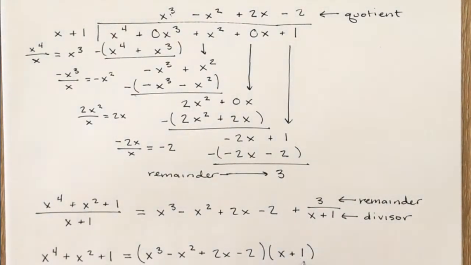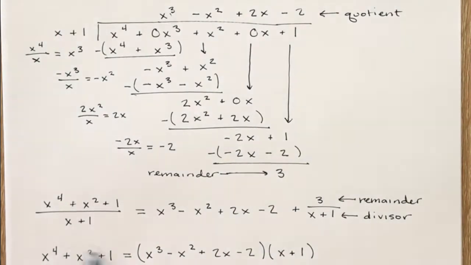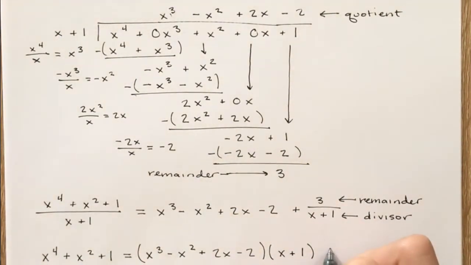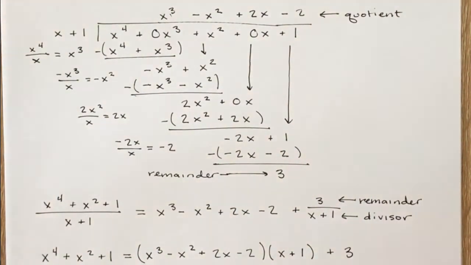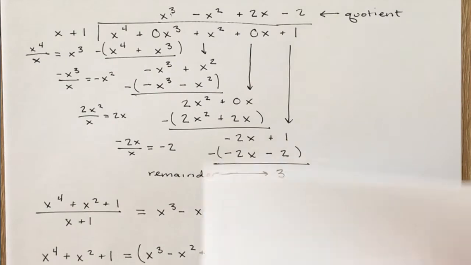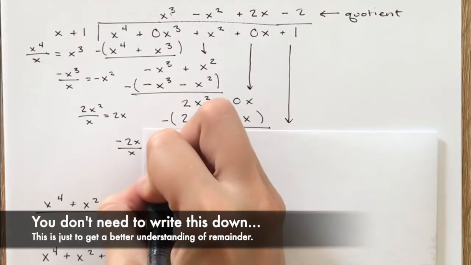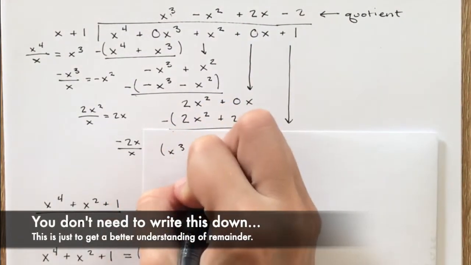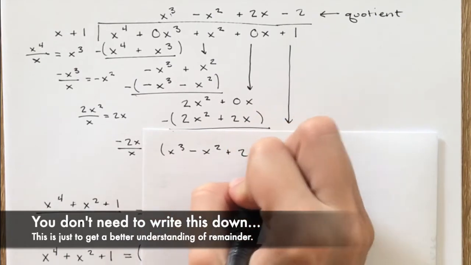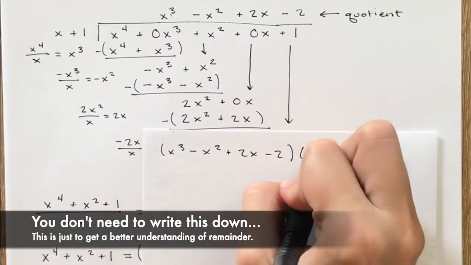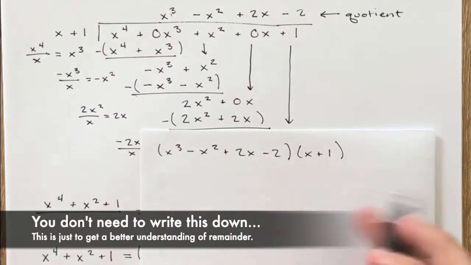If we multiply these together, I would almost get this, but I would need to add 3 because we have 3 left over. Let me show you exactly what that would look like. So we're saying if I multiplied x cubed minus x squared plus 2x minus 2 by x plus 1, what do we get?